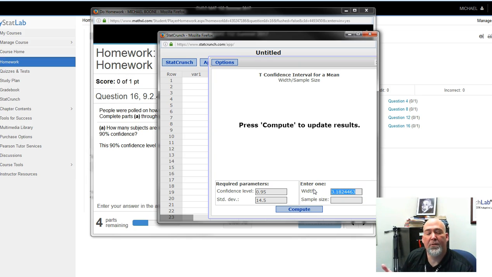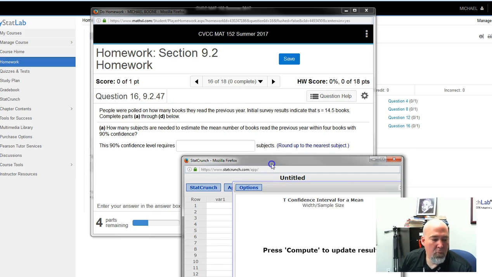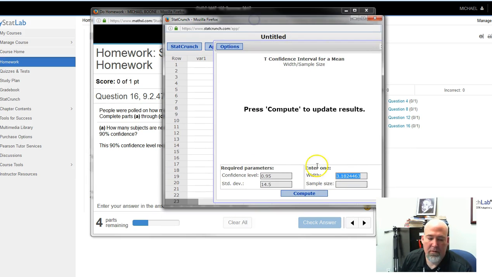They said within 4 books, or how did they state it exactly? Within 4 books with 90% confidence. Oh, so that wording is going to be tricky. Is it plus or minus 4 books, within 4 books? That's what I'm going to assume it means. It's the margin of error. So the width is going to be 8 books.